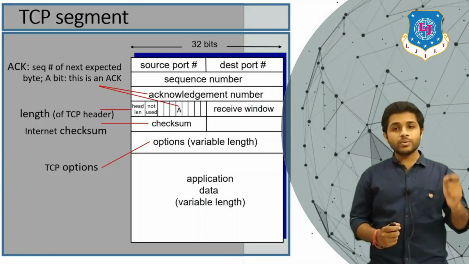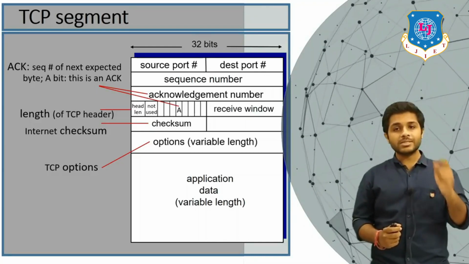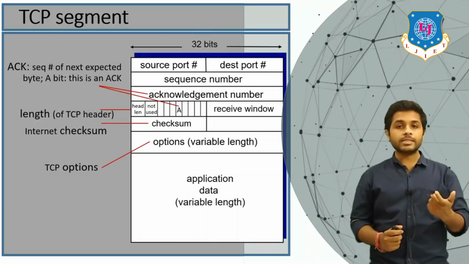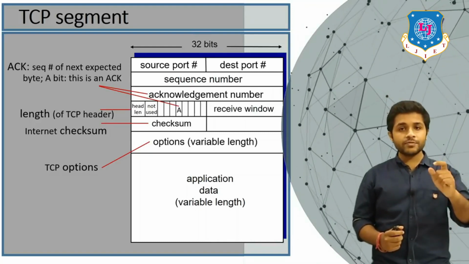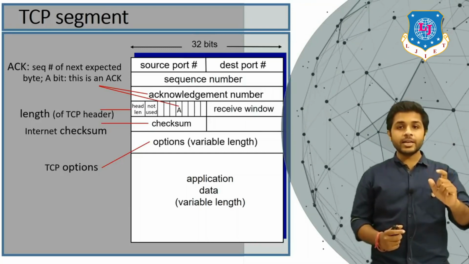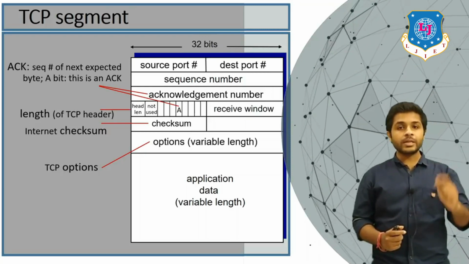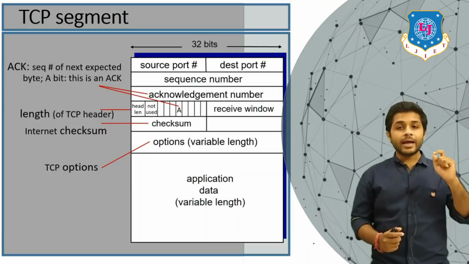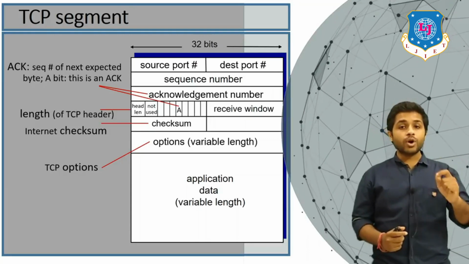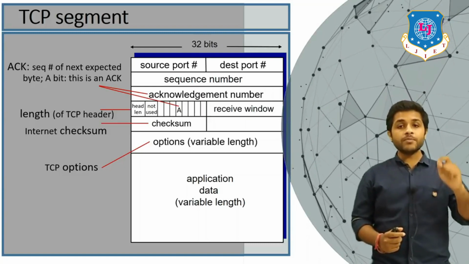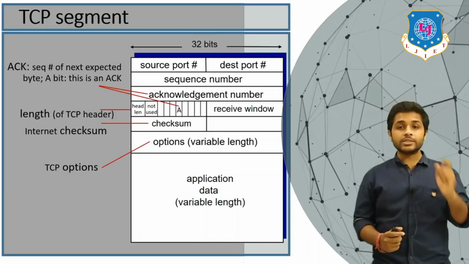So the minimum value is 0000, which means 0 in decimal, and 1111 means 15 in decimal. So in the header length field, the range is 0 to 15. But the valid range is not 0 to 15, the valid range is 5 to 15. And header length is always a multiplication of 4. So the minimum value present in the header length is 5.